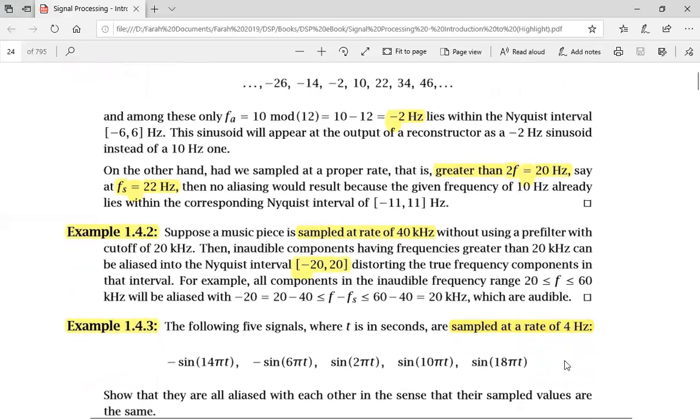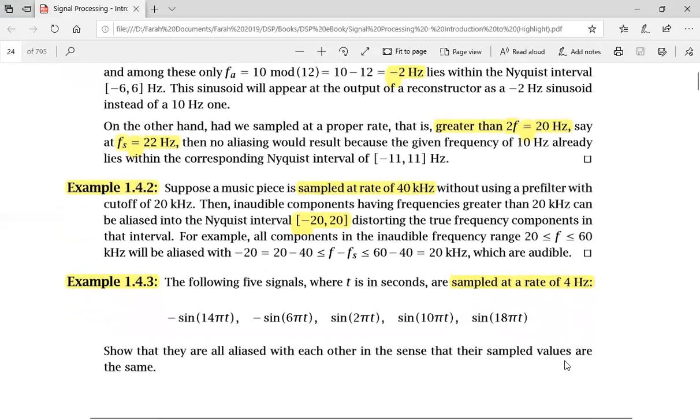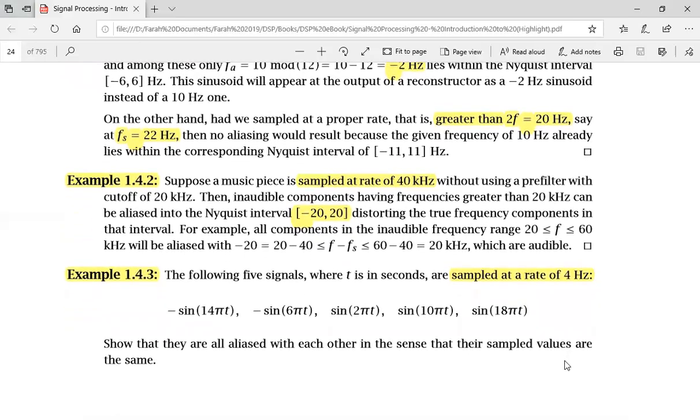Okay, then again, on this next example we will switch. Now you are having five signals with you. These five signals are given here as this complete range: sine 14 pi t, then minus sine 6 pi t, sine 2 pi t, 10 pi t, 18 pi t, and so on. And they are all being sampled at 4 hertz. Okay, it means before identifying whether aliasing would be there or not, the first thing would be what?